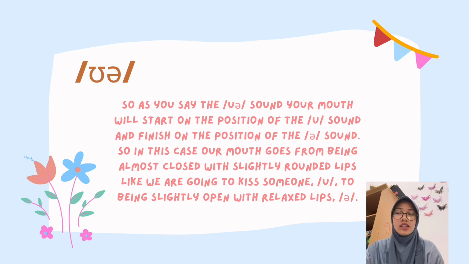Ua. So as you say the ua sound, your mouth will start on the position of the u sound and finish on the position of the a sound. So in this case, our mouth goes from being almost closed with slightly rounded lips, like we are going to kiss someone, u, to being slightly open with relaxed lips, a. Example: during, security, pure.